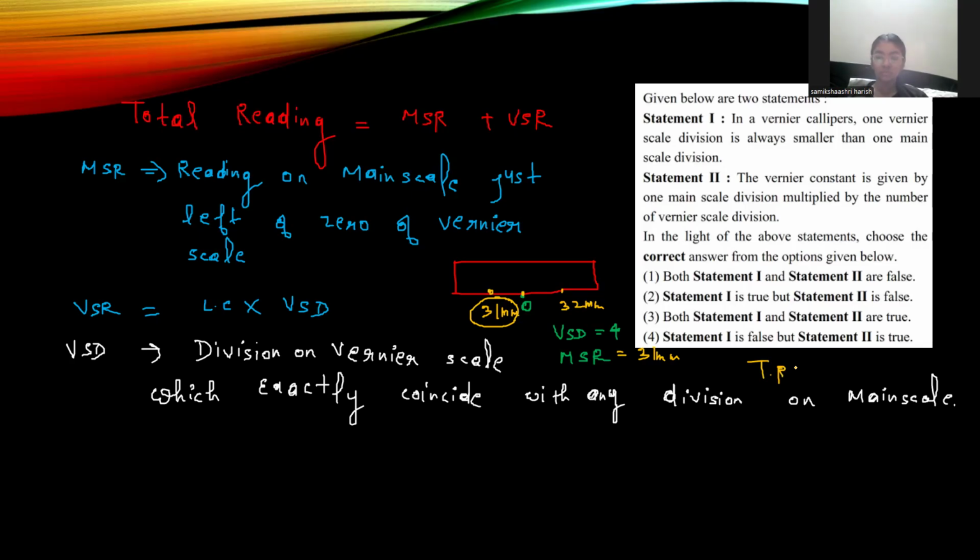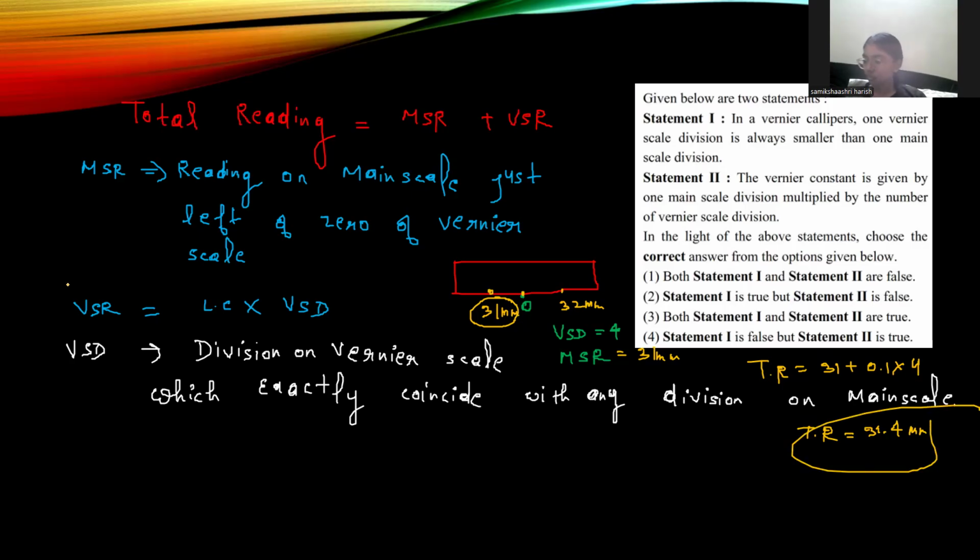Then what will the total reading be? Simple. Main scale reading plus least count, which is 0.01 centimeter, that is 0.1 mm, into the division which is coinciding with the main scale. That is the fourth division. So the total reading is 31.4 millimeter. Like that.